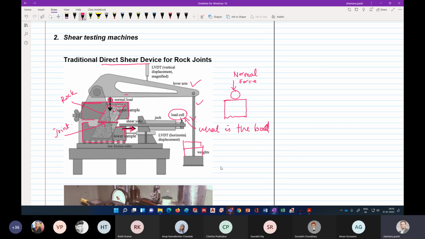So first thing what we do is we keep the specimen in its place. Second thing, basically, we apply some normal load. And third thing, we apply shear stress.